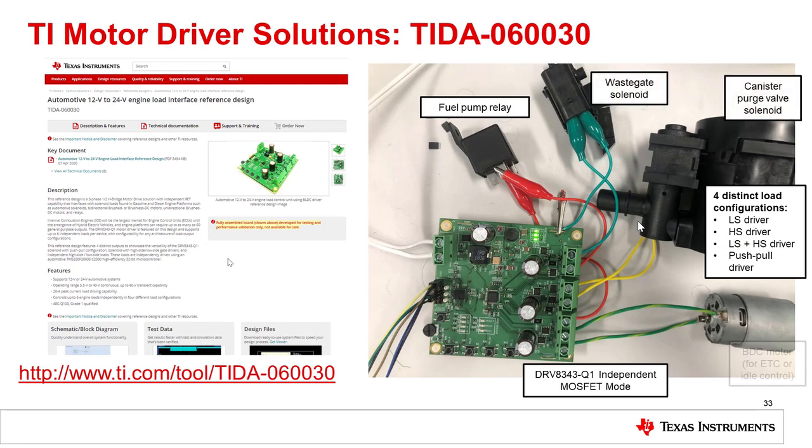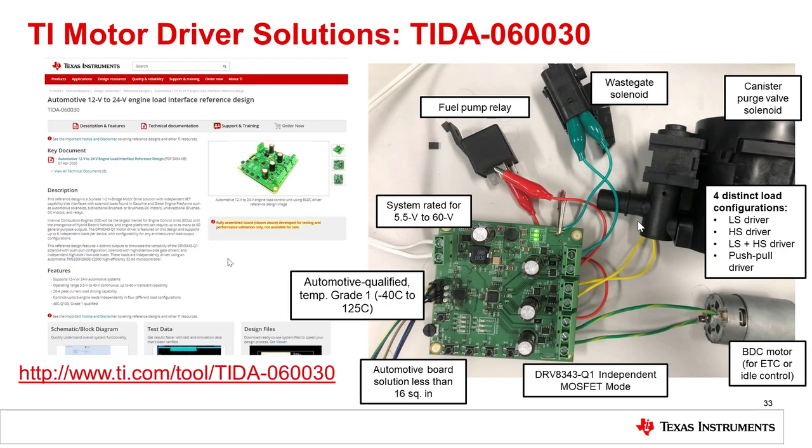All configurations are driven using the DRV8343-Q1 independent MOSFET mode and can be used for solenoids, relays, actuators, and brushed DC motors. The design also supports short to ground and battery diagnostics, protection features, and fault reporting from each output configuration. Additionally, TIDA-060030 is rated for up to 60 volts, 20 amps max, is automotive qualified, and is rated for temperature grade 1 from -40 to 125 degrees Celsius.